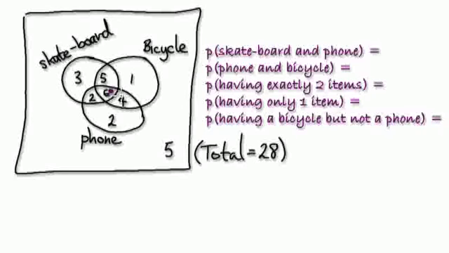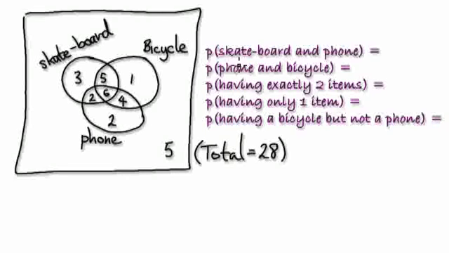So if you pick someone from here, anyone from here would have three items. So the middle one doesn't count. And the five people out here don't have a bicycle or a skateboard or a phone, so they're no good. Okay, anyway, what is the probability of me picking out someone having only one item? And the last one is having a bicycle but not a phone. Okay, so think about it. Press pause and have a go.